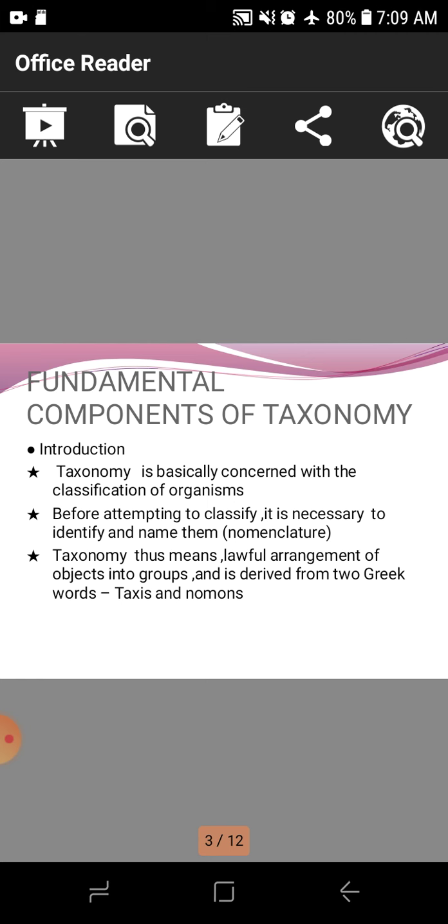Fundamental components of taxonomy. Today I am telling you about fundamental components of taxonomy. Taxonomy is basically concerned with the classification of organisms. Before attempting to classify, it is necessary to identify and name them, which means nomenclature. Taxonomy thus means lawful arrangement of objects into groups and is derived from the two Greek words taxis and nomos.